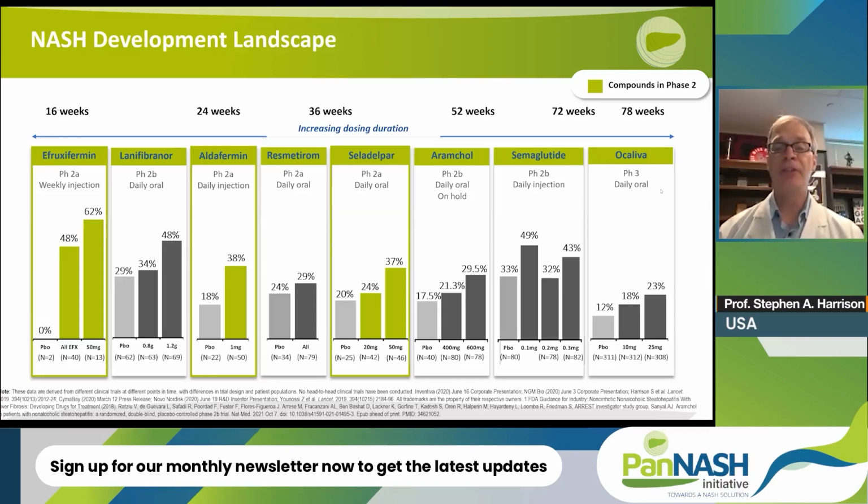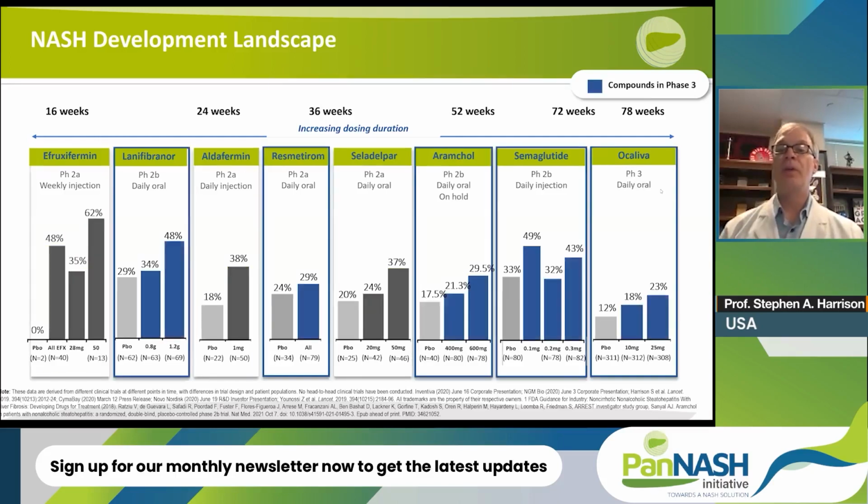Now, aldafermin is an FGF19 analog, and we see a 20 percentage point treatment effect delta with 1 milligram versus placebo when treated for 24 weeks. When we focus on seladelpar, it's a PPAR delta agonist. It's an oral therapy. Study was for 36 weeks, and we see at the high dose group a 37% response on fibrosis with placebo at 20%. Now, this was not statistically significant, but it was a post hoc analysis and it was not powered for that endpoint.